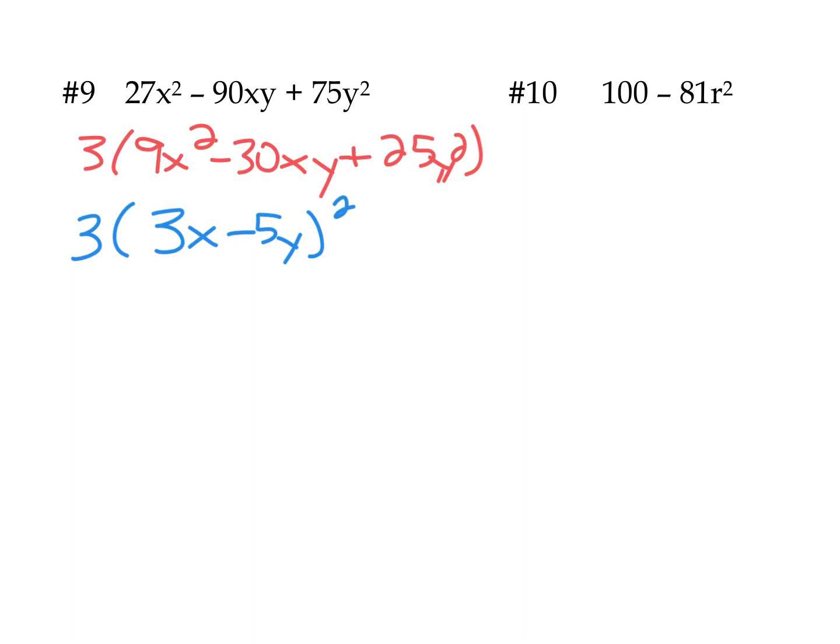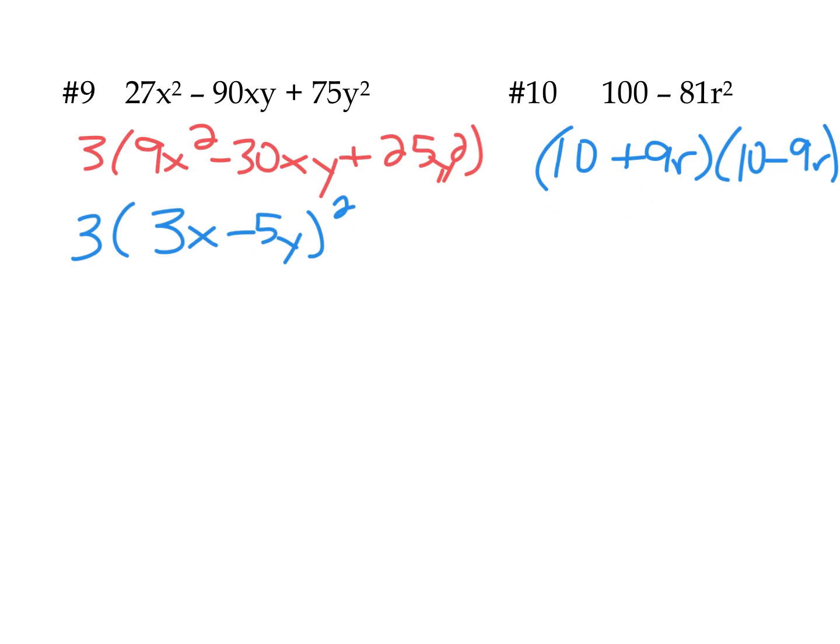And in my last example, number 10, I don't have a common factor. 100 and 81 don't have any common factors. So I'm just going to factor this as a difference of squares: 10 plus 9r and 10 minus 9r. You could also write it as 10 minus 9r and then 10 plus 9r. It doesn't matter which one is the plus and which is the minus, as long as there is one of each.